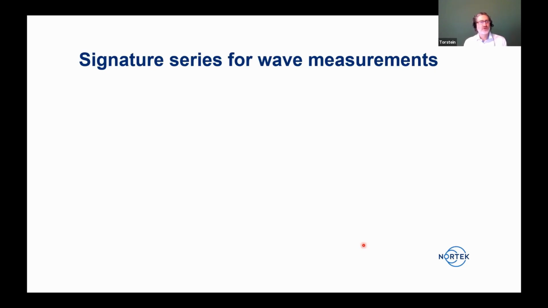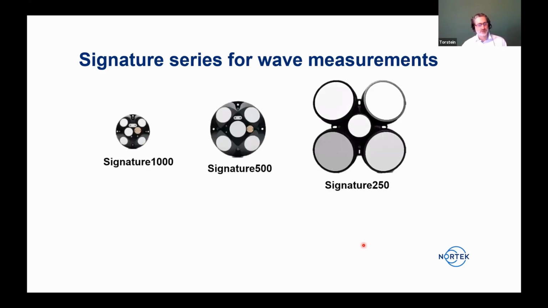Then some years ago came along the third generation of Nortek products, which we refer to as the Signature series of products for wave measurements. And it really expanded on the capabilities of our measurement program. The instruments that allow us to do that are the Signature 1000, 500, and 250. And these are really designed for different deployment depths and different ranges to the surface.